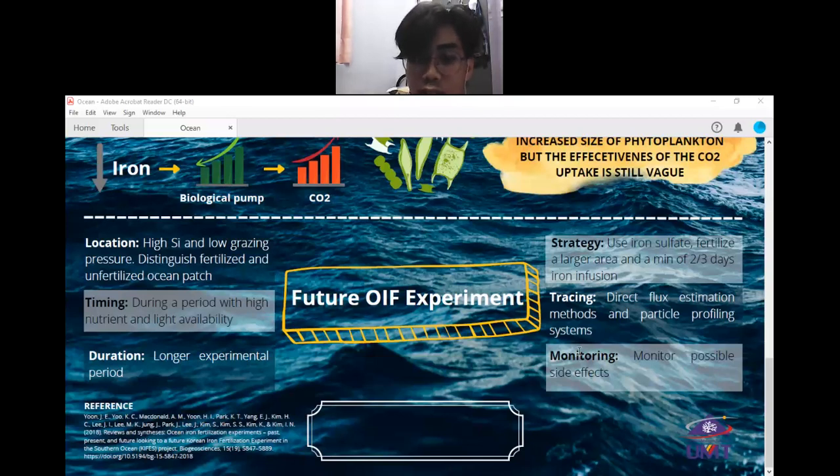The fifth consideration is the effective tracking of the fertilized batch. The usage of neutrally buoyant sediment traps, NBST, and water column based particle profiling systems such as transmissometer and underwater video profiler, UVP, are efficient to estimate the export carbon flux. And the last factor is the monitoring of possible side effects such as release of climate relevant gases and negative ecosystem changes. That's all from me.